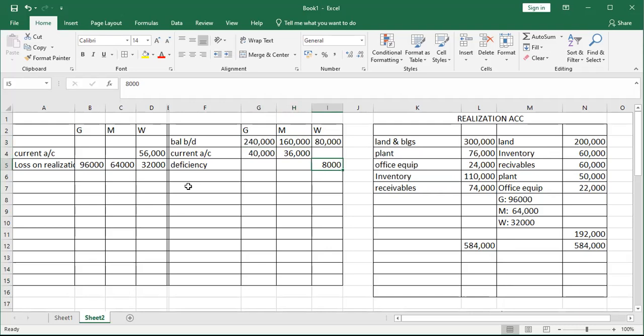These two solvent partners are going to share the insolvency of the insolvent partner in their last agreed capital ratio. Why don't they use the profit sharing ratio? The profit sharing ratio was between the 3 partners, but now one of the partners is out of the question. So we follow the capital ratio that was in the partnership before this partner became insolvent, which is 3:2. So 8,000 we share in that ratio, three to two.